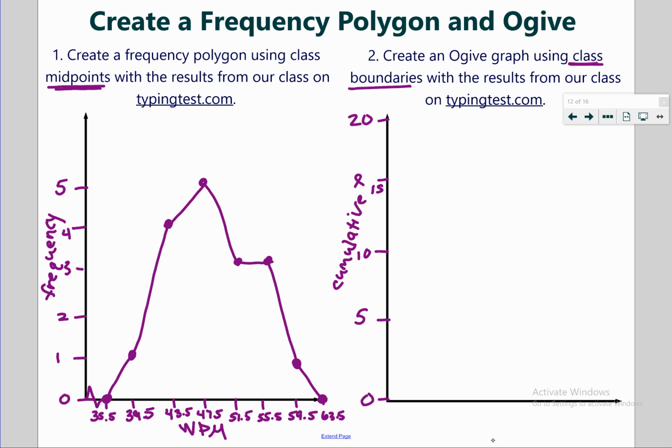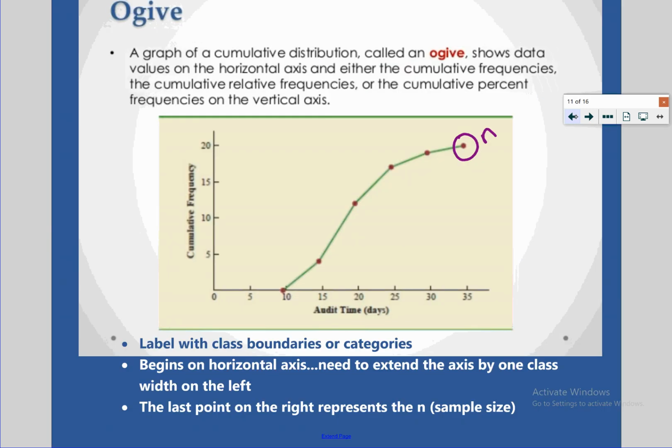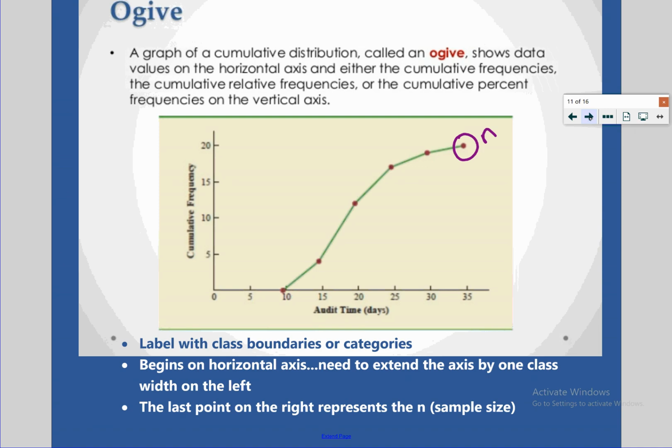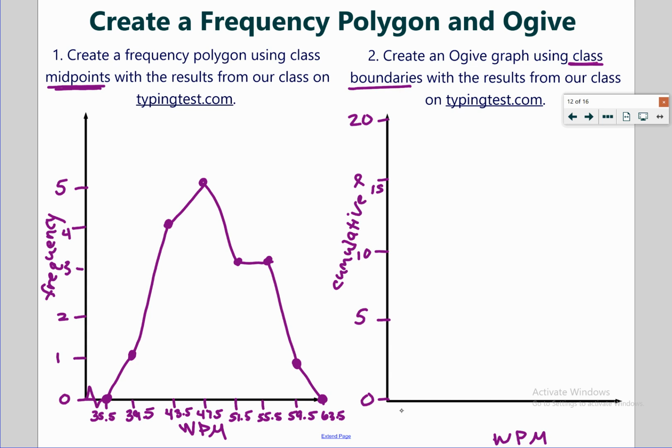Okay, again, words per minute on the bottom. And we are labeling with class boundaries this time. So I'm going to flip back to my table. So my first class boundary was 37.5. So let's start with that guy. And then we're going to again increase by 4s. 37.5. And then every 4 units after that.